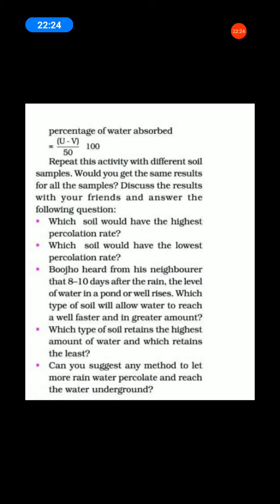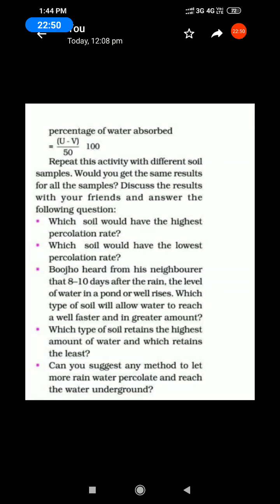Sandy soil. Okay, which type of soil? Sandy soil. Next, which type of soil retains the highest amount of water and which retains the least? The answer is sandy soil. The answer is also sandy soil. Why is the answer sandy soil?